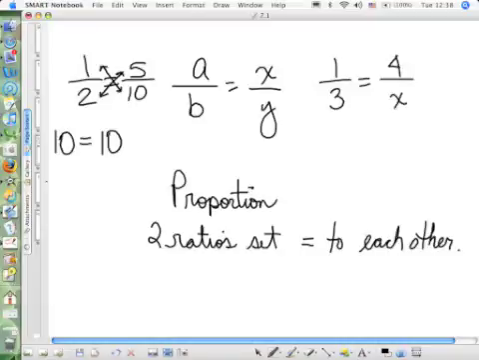We're going to use proportions to look for missing pieces. X would have to equal 12. You are correct. Because using our property of cross multiplication, 1 times x is equal to 3 times 4.